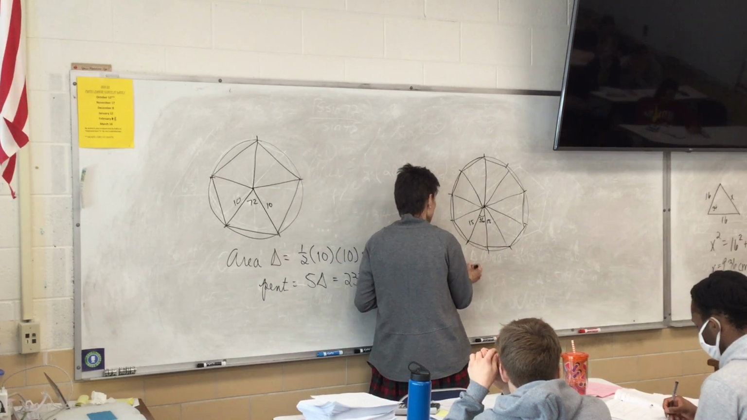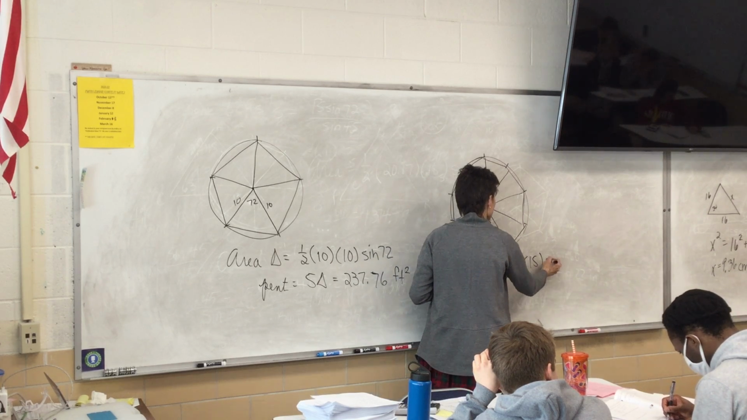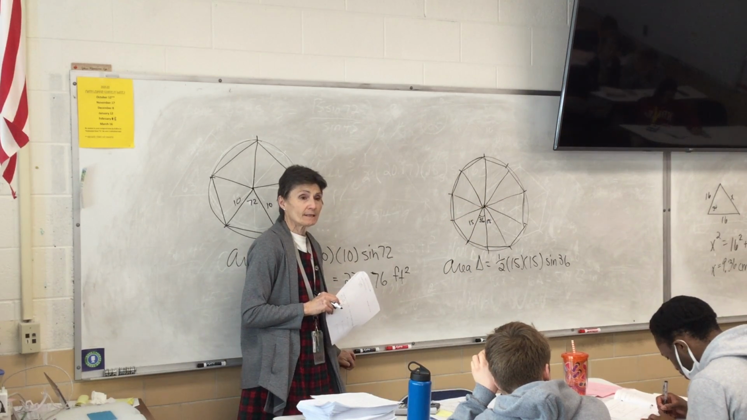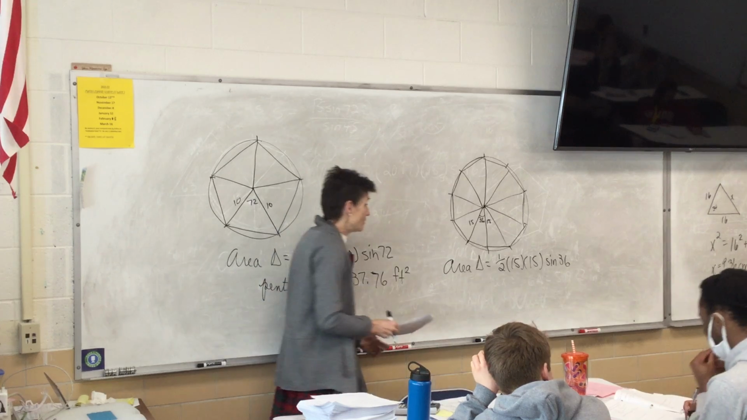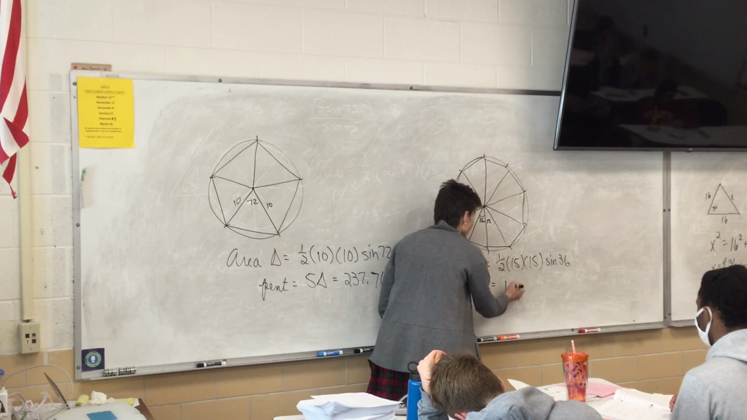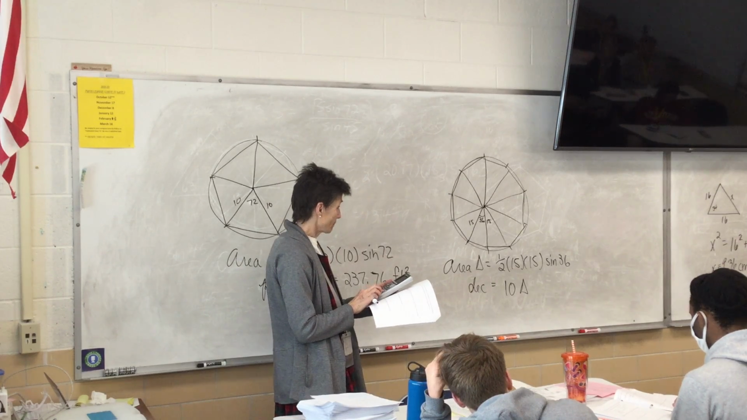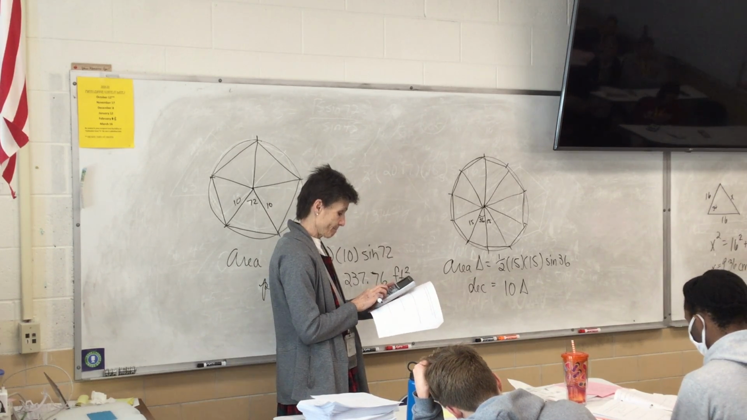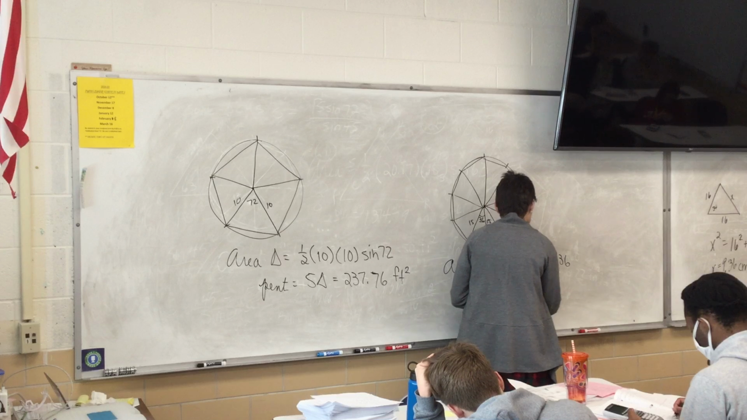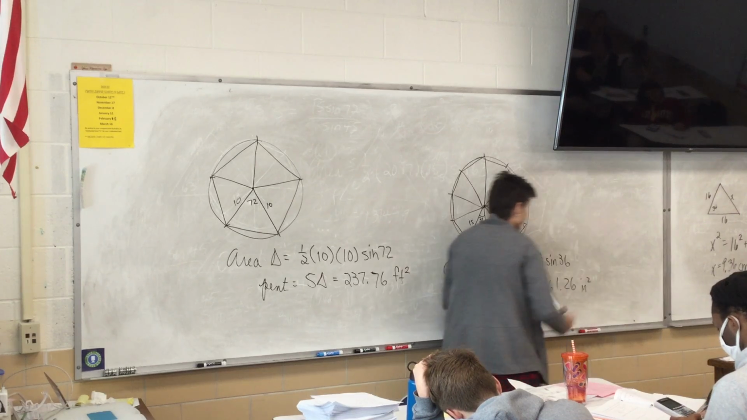So the area of the triangle is 1/2, 15, 15, sine 36. Area is 1/2 side, side, sine. But that's not the answer. The answer is the decagon, which will be 10 times the triangle. Tell me what you got for the area of this decagon. 661.26, and the units are square inches, perfect.